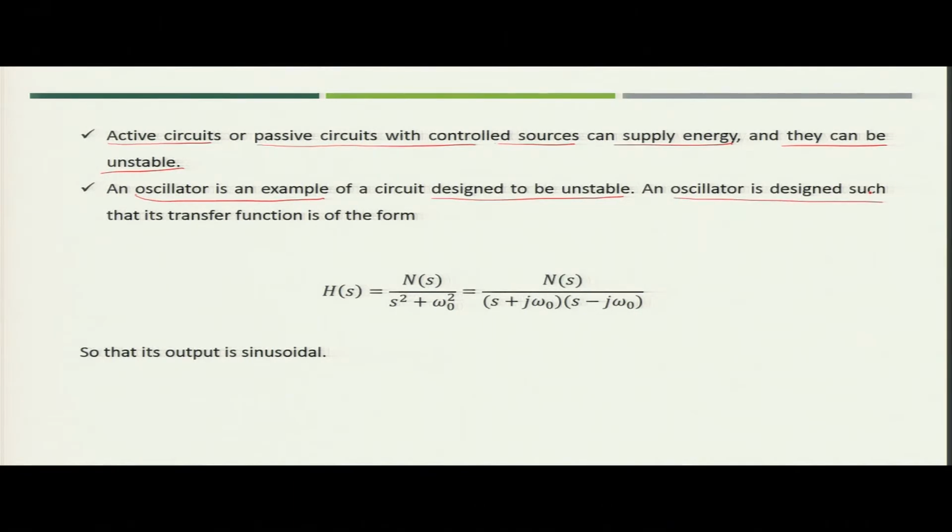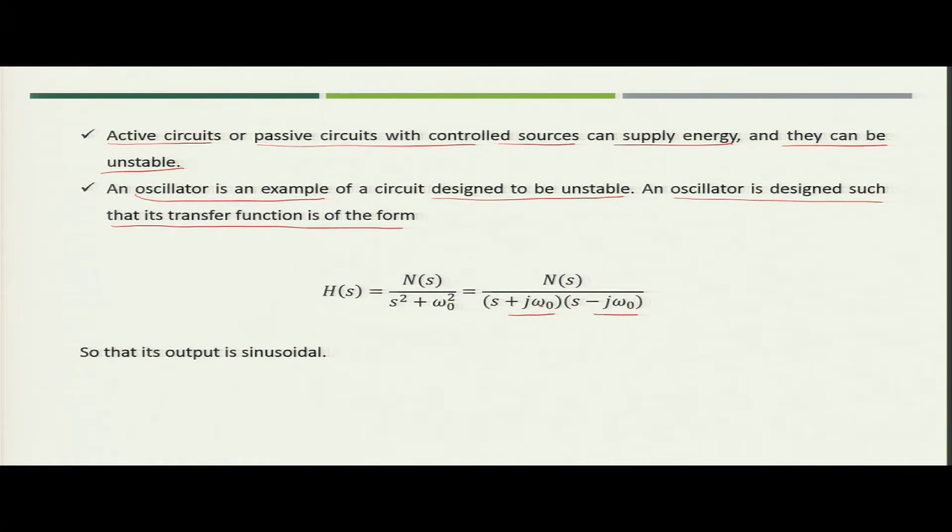When you design the oscillator, the transfer function of the oscillator can be given as H(s) equal to N(s) divided by s square plus omega naught square, which can be represented as N(s) divided by (s plus j omega naught) into (s minus j omega naught). So, you will see that the poles of this particular transfer function lie on the imaginary axis.